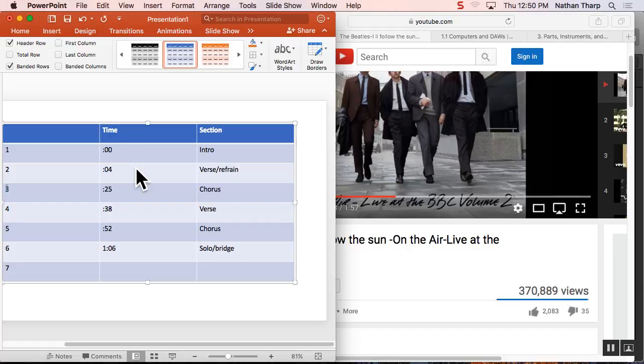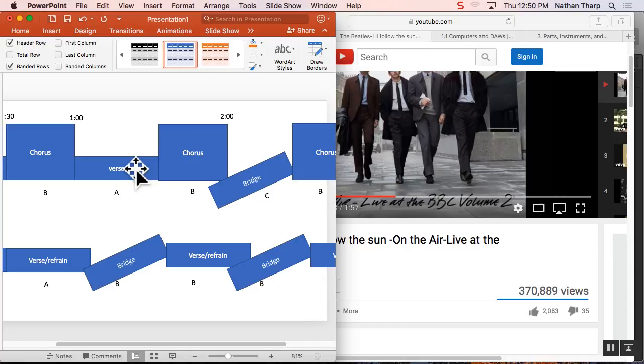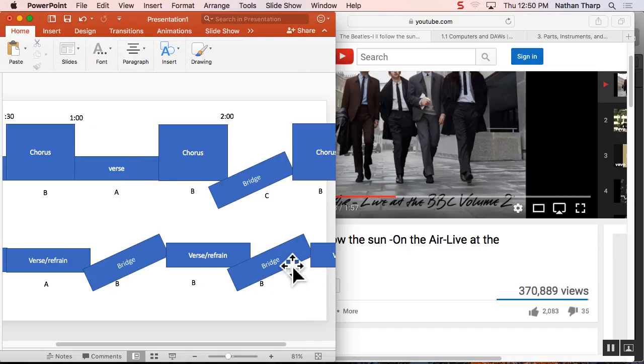That make sense? Then we went to the next one, which was at what time? 14. And we did another verse refrain. And then 25, bridge. And we're back to the verse refrain by what time? Like 50. Yeah, 51. And what they actually do there is go to another bridge and another verse refrain to wrap it out. So it ends up looking like this structure here.